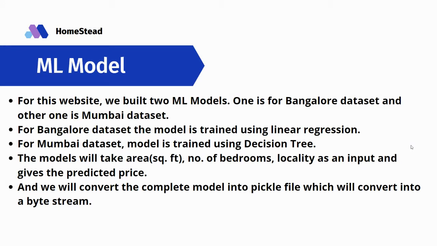In this website, we have built two ML models. One is for the Bangalore dataset and the other is for the Mumbai dataset. The model for the Bangalore dataset is trained using linear regression. The model for the Mumbai dataset is trained using a decision tree. The model will take area, square feet, number of bedrooms, and locality as input and give the predicted price. The complete models are converted into pickle files, which are converted into a byte stream.